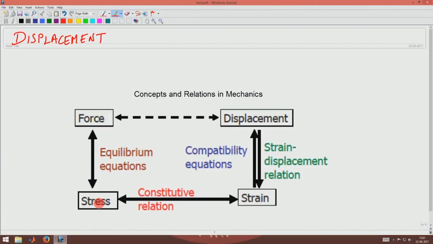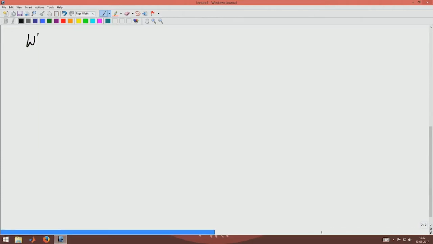Of this we have looked at one concept which was force. Today we will look at the other concept which is the displacement. To understand displacement, you should understand how we model a body in mechanics. So, let us look at what a body is. What is a body? How is it idealized in mechanics?